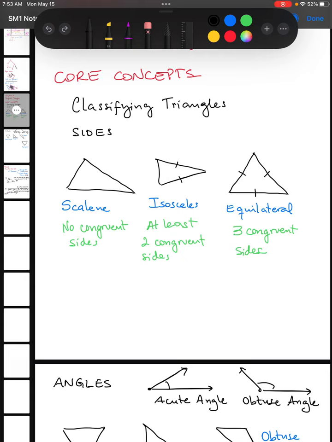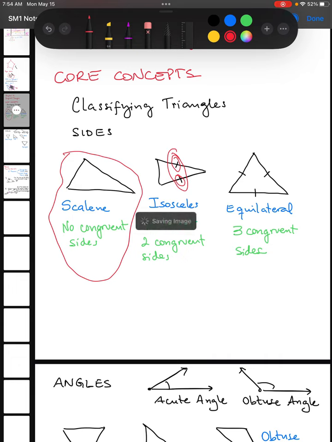We start by classifying them by sides. As you can see, this first triangle is called scalene because there are no congruent sides. All of them have different size or length. Now I want you to focus on these little marks that in this case are drawn for these two segments. It means that these two segments have the same length. It means they are congruent.